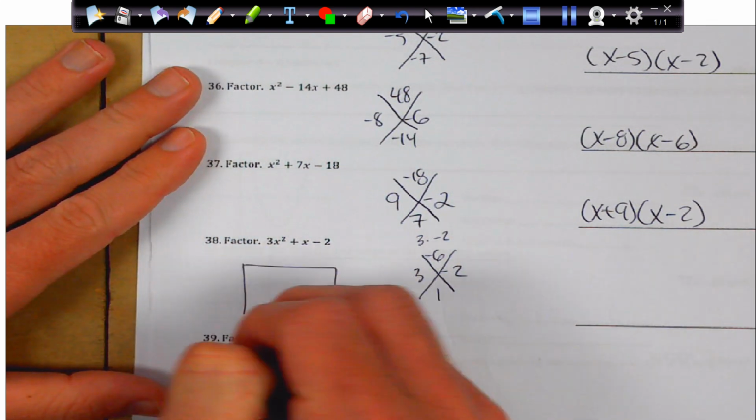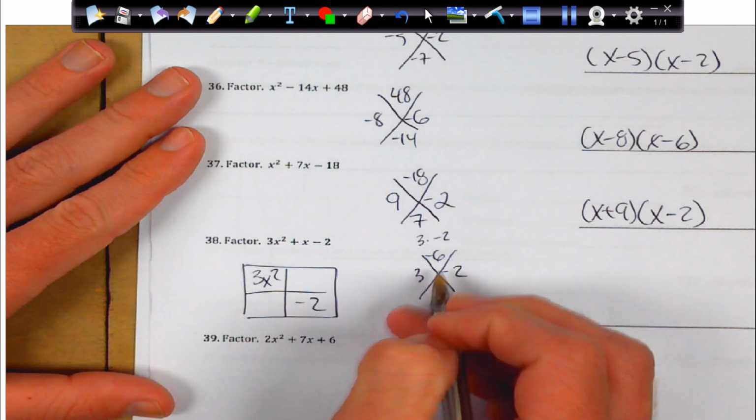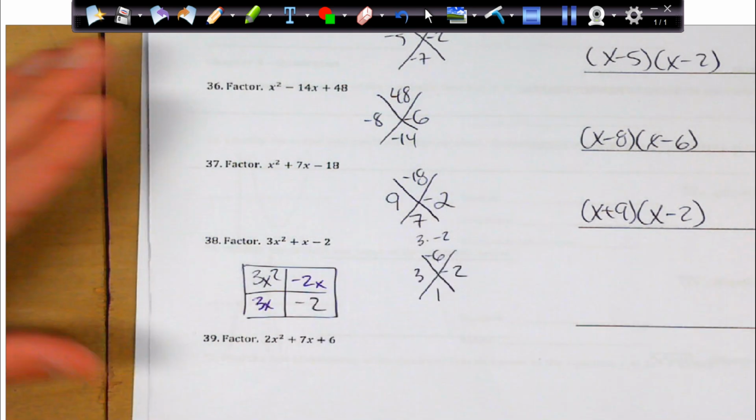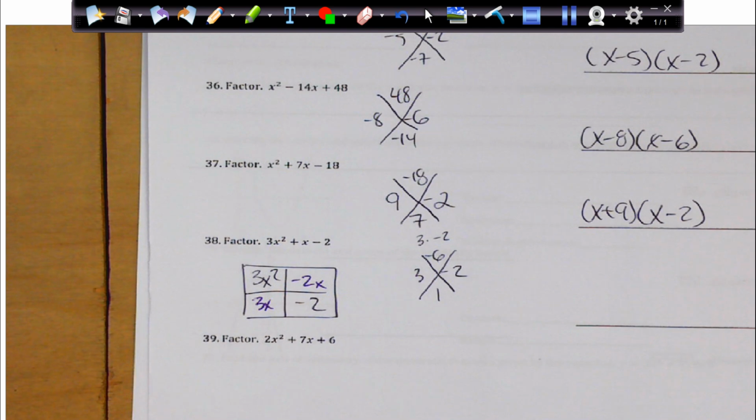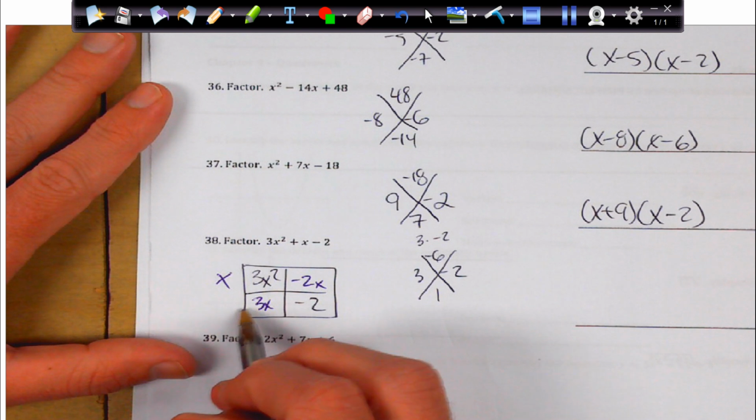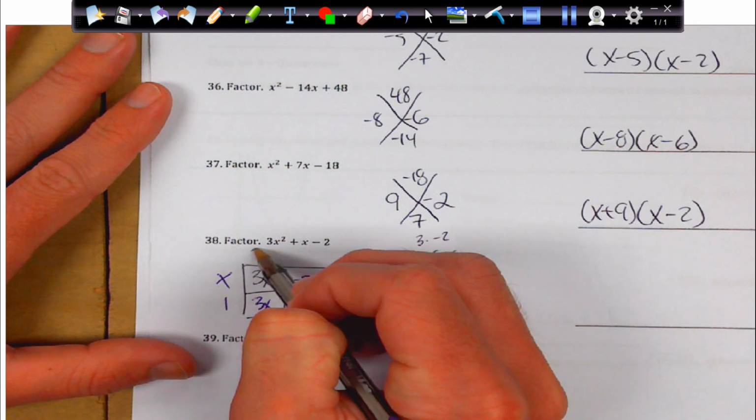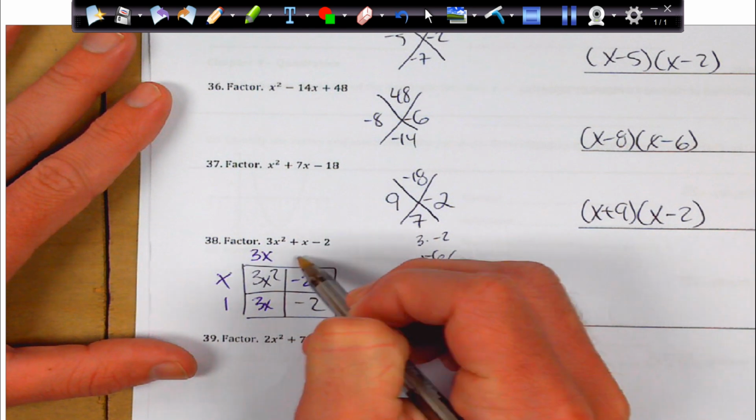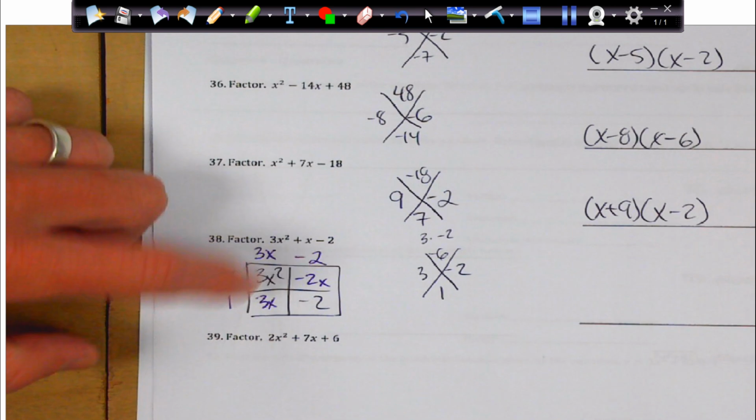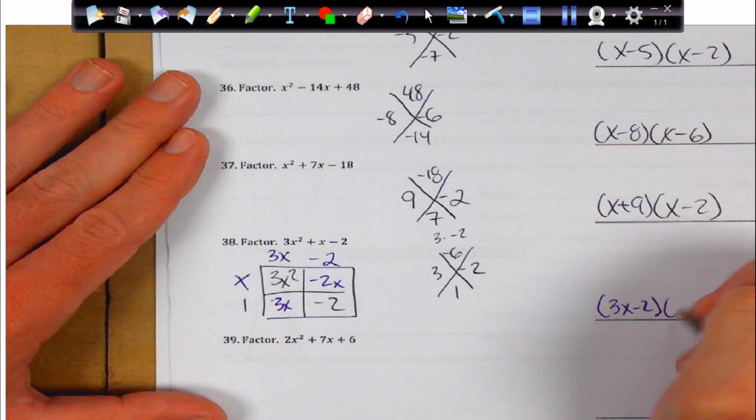And so when we draw our box, we're going to get 3x squared here, -2, and then these two pieces I just got from my little diamond or x, whatever you want to call it, right there. And so here we pull out, I believe, an x here. Here it looks like I'm going to pull out a 1. Here I get to pull out a 3x, and here I get to pull out a -2. Double check to see if everything multiplies back together. It does, and we're done. 3x minus 2, x plus 1.